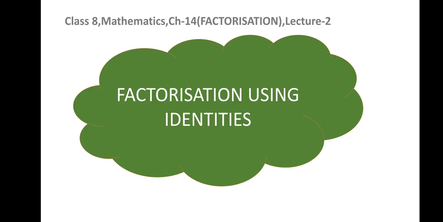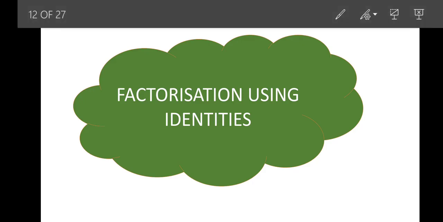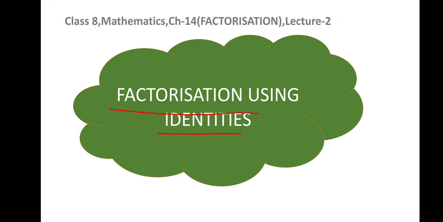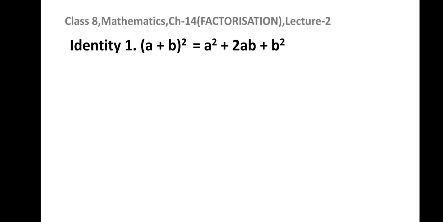So we will be using all those 4 identities, but here firstly we will be using 3 identities, and then factorization using the last identity will be taken into consideration in the next lecture. So as far as this lecture is concerned, we need to use the identities to factorize the algebraic expressions, and the first 3 identities we will be using.